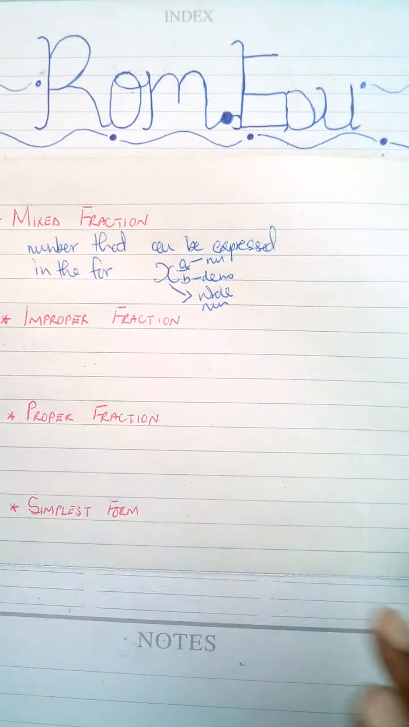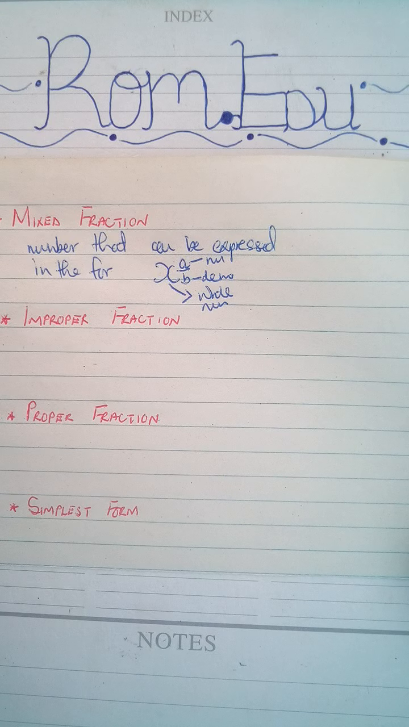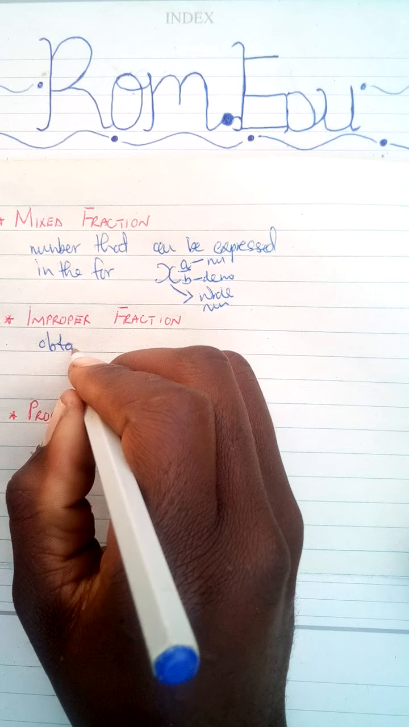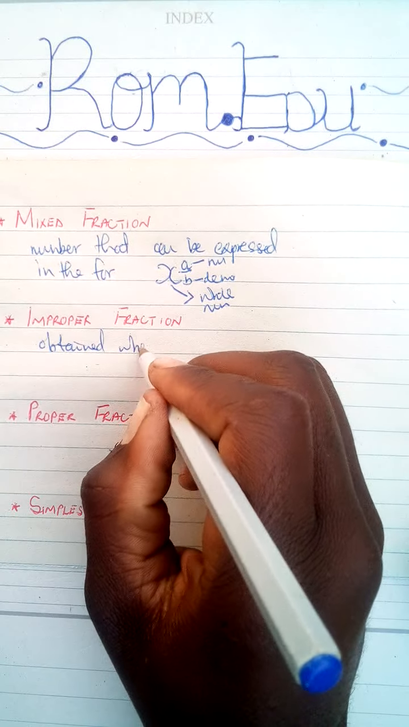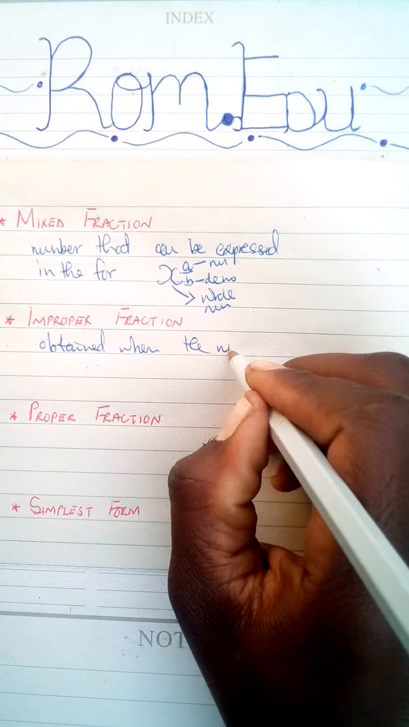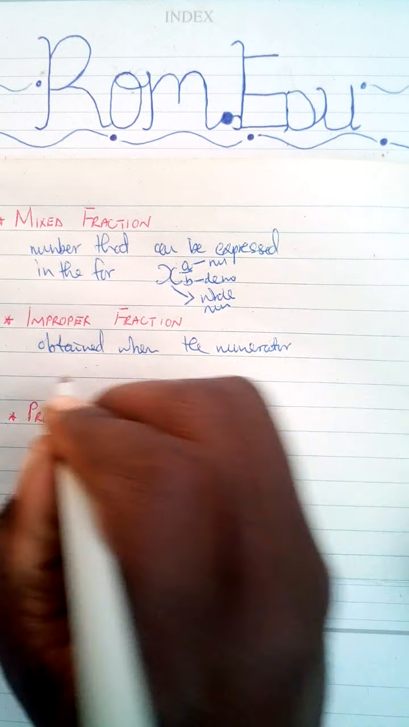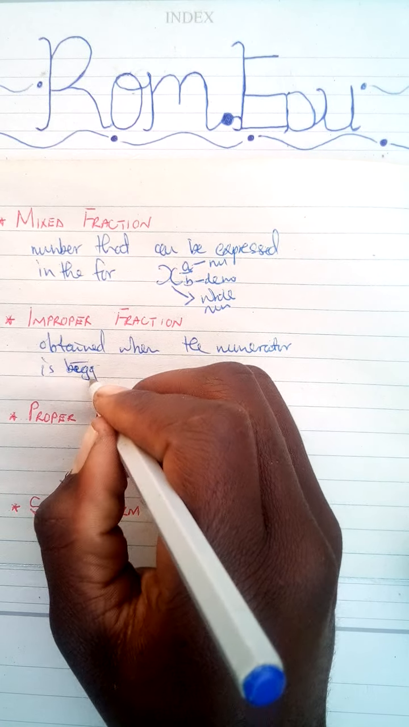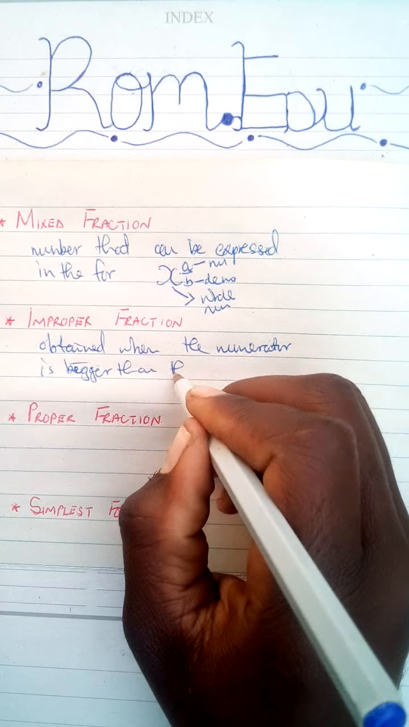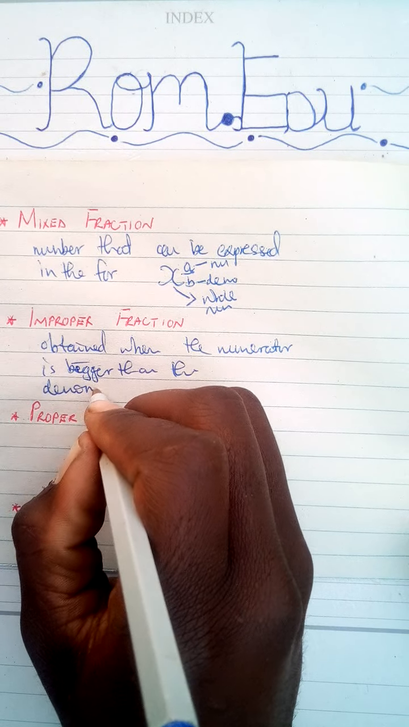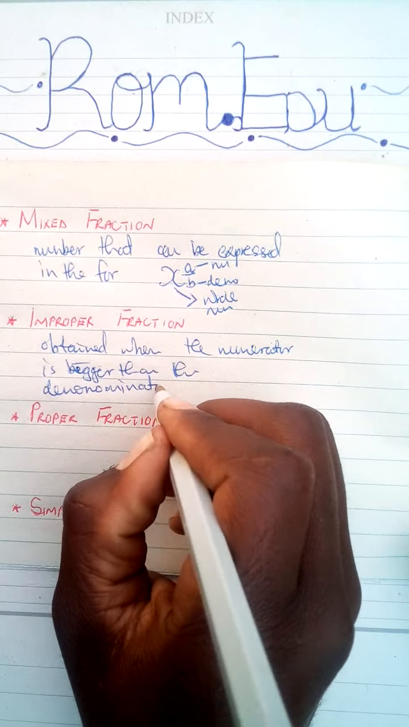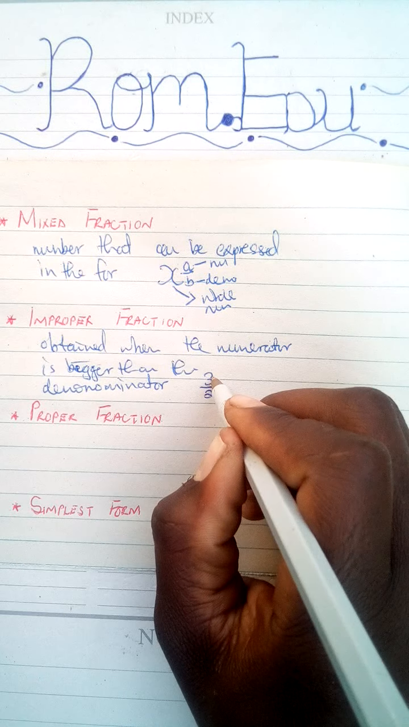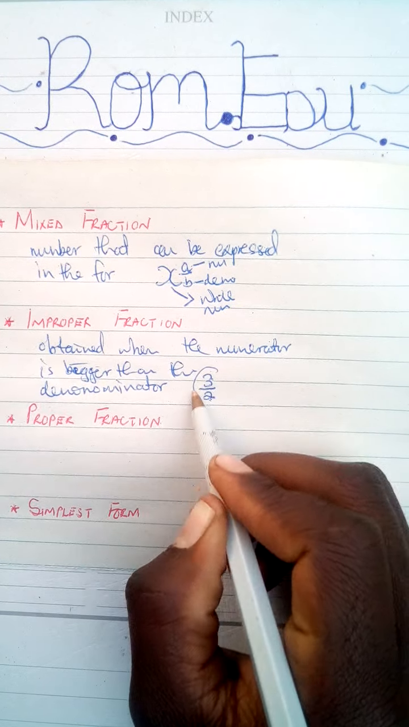Now an improper fraction is obtained when the numerator is bigger than the denominator. Right. So examples are like when you have 3 over 2. Let's see here, 3 is bigger than 2, so we call this one an improper fraction.